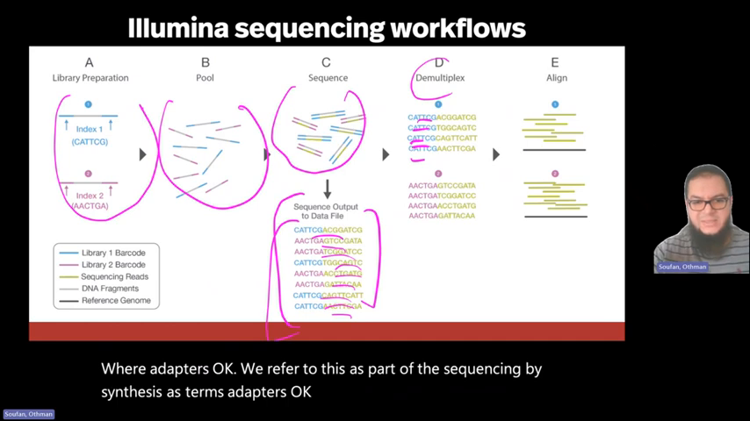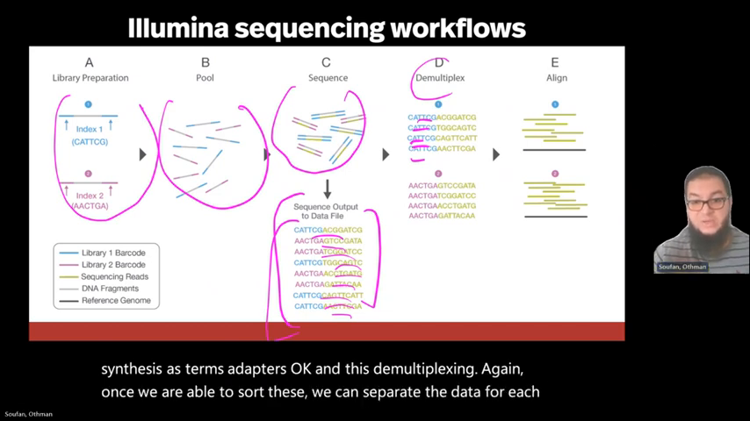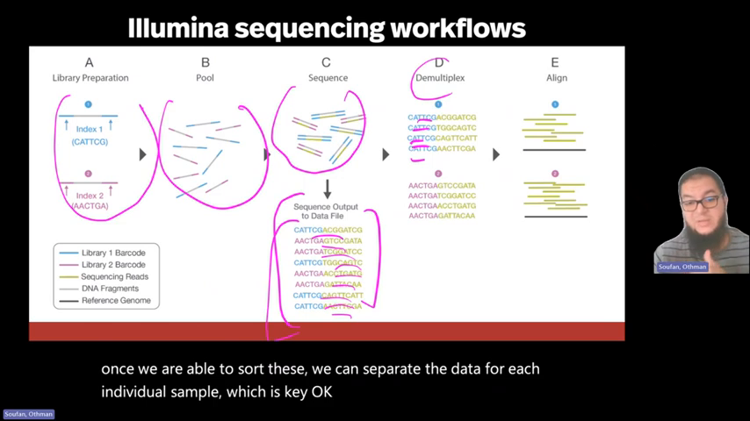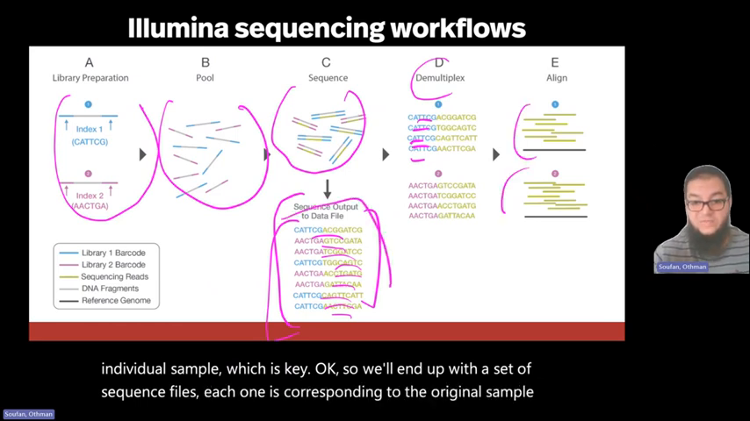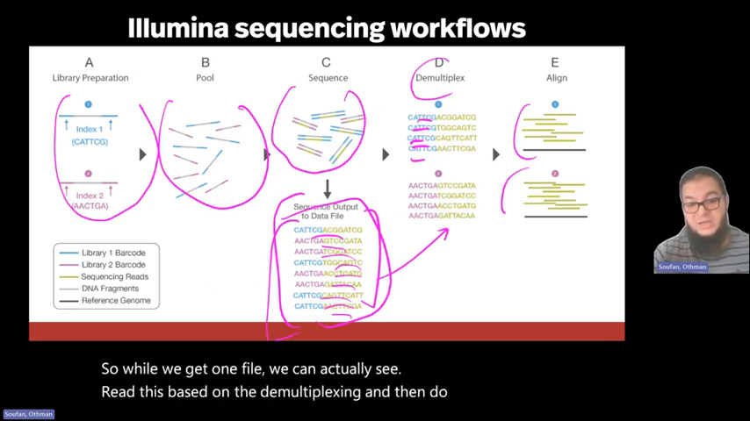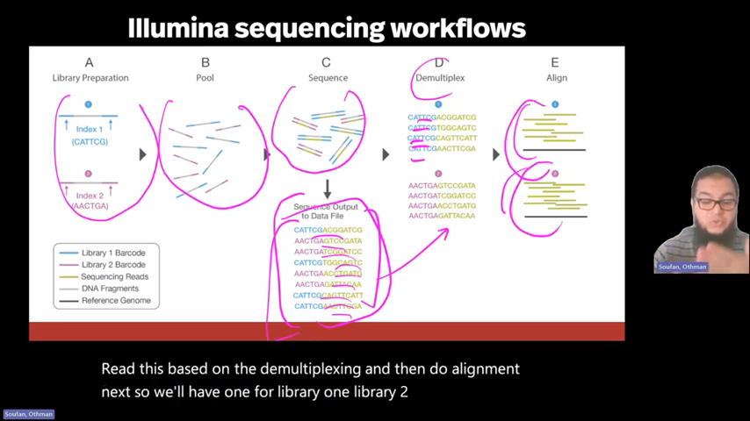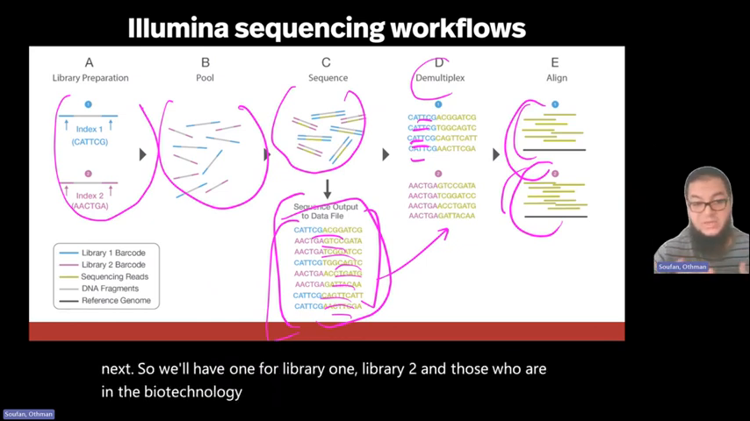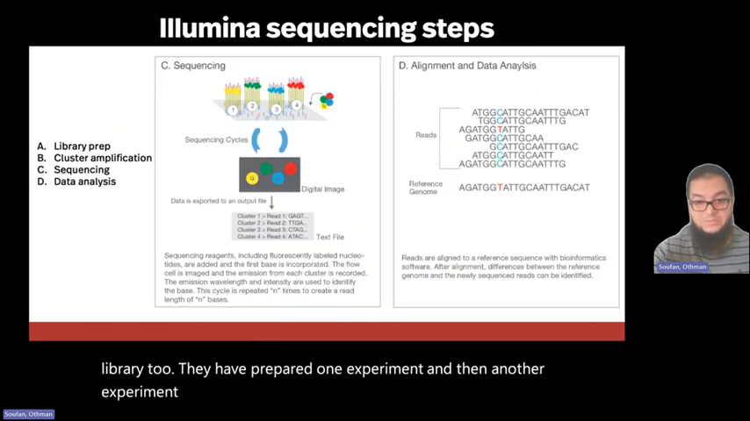And this demultiplexing, once we are able to sort these, we can separate the data for each individual sample, which is key. So we'll end up with a set of sequence files, each one corresponding to the original sample. While we get one file, we can actually separate this based on the demultiplexing and then do alignment next. So we'll have one for library 1, library 2, and those who are on the biotechnology side would know what library 1 and library 2 are. They have prepared one experiment and then another experiment and so on and so forth.